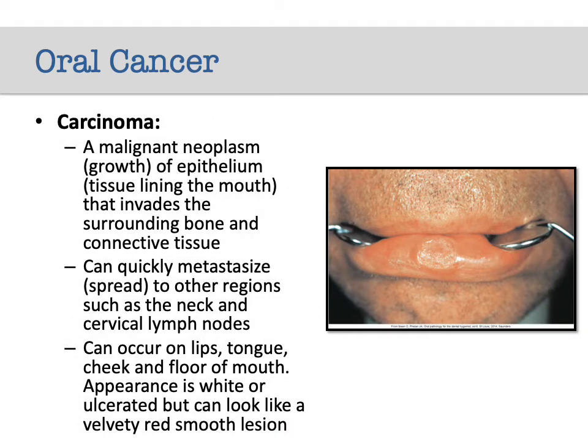A carcinoma is a malignant neoplasm or growth of epithelium that invades the surrounding bone and connective tissue. It can quickly metastasize or spread to other regions such as the neck and cervical lymph nodes. It can occur on the lips, tongue, cheek, and floor of the mouth, and the appearance is white or ulcerated but can look like a red velvety smooth lesion.